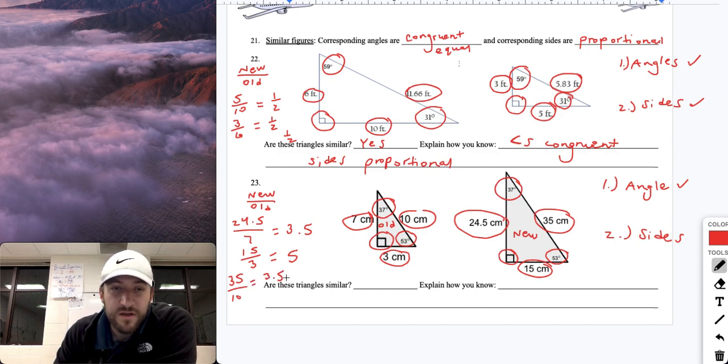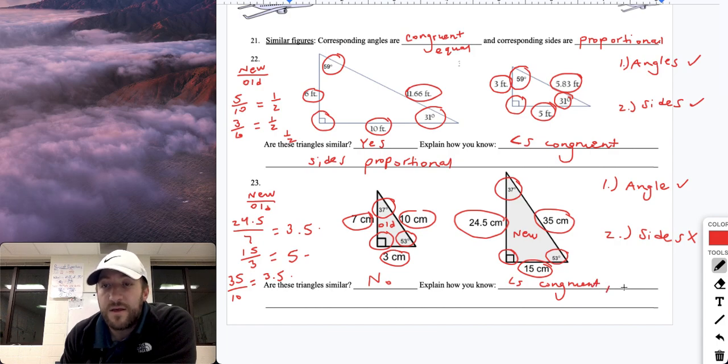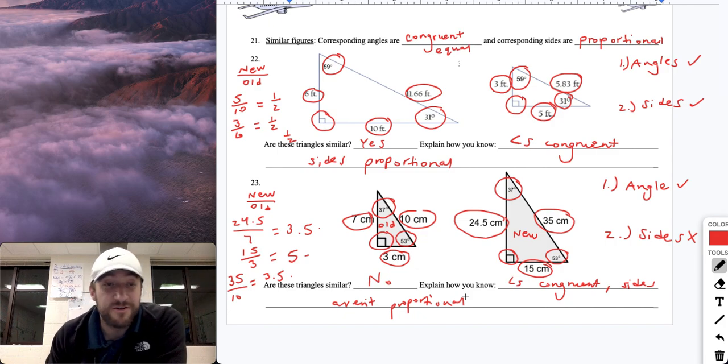So look, these two work out as 3.5, but this one gives us something different. If even one of them gives you something different, it does not pass the sides test, and no, they're not similar. Angles are congruent, but it has to meet both criteria, not just one. But sides aren't proportional. All right, so that's how we tell if figures are similar.